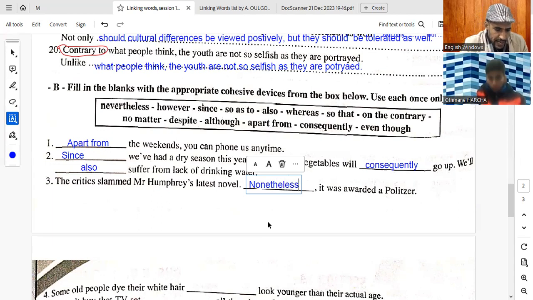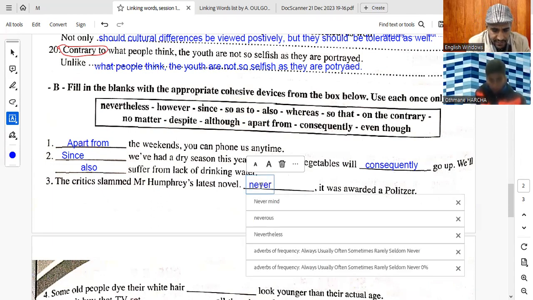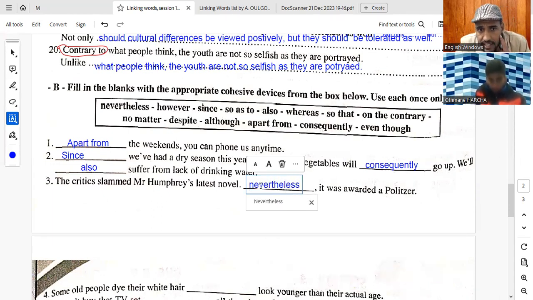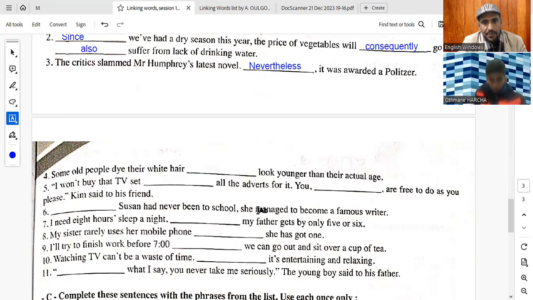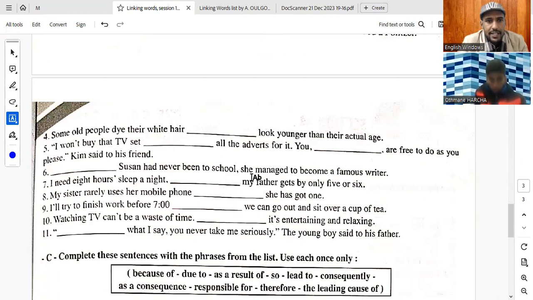Nonetheless, it was awarded, right? We say nonetheless or nevertheless? We say nevertheless. We don't have nonetheless right here. Nevertheless, it was awarded the Pulitzer Prize. Okay, let's see the next one, number 4.